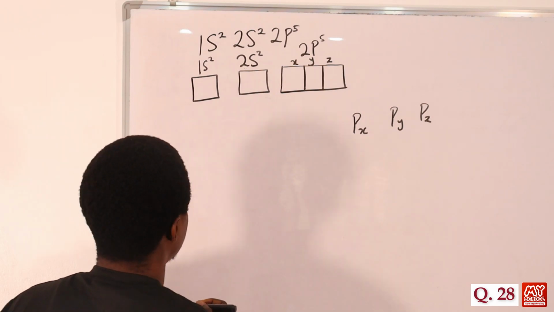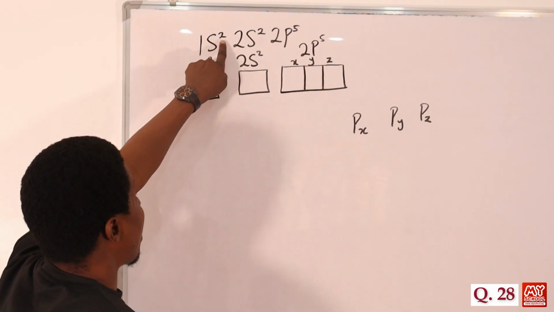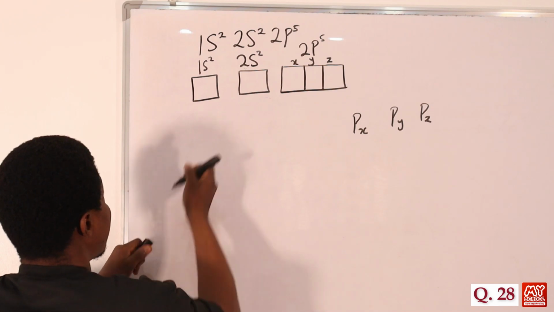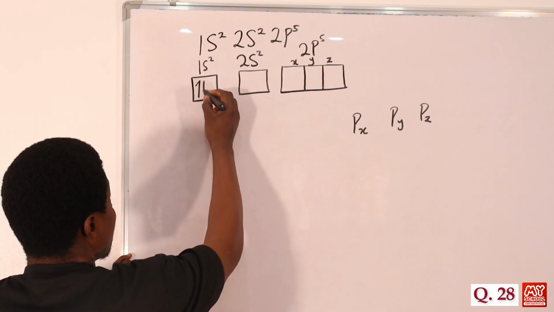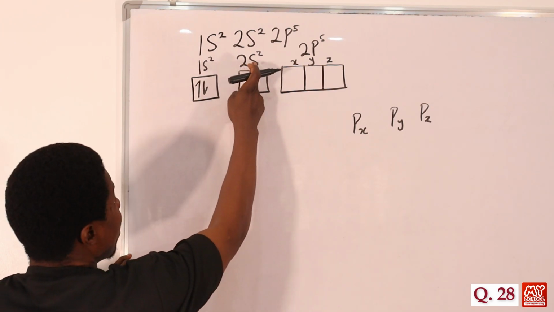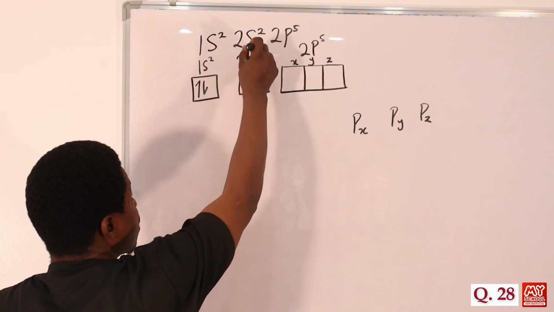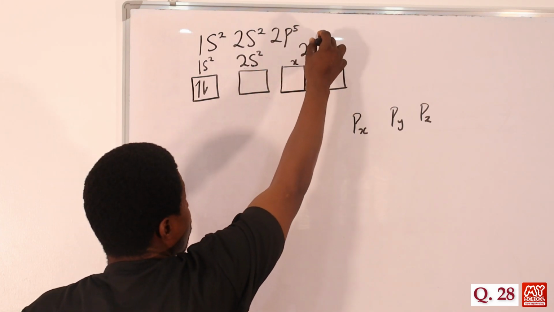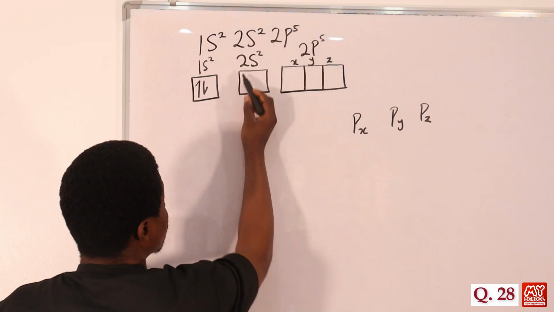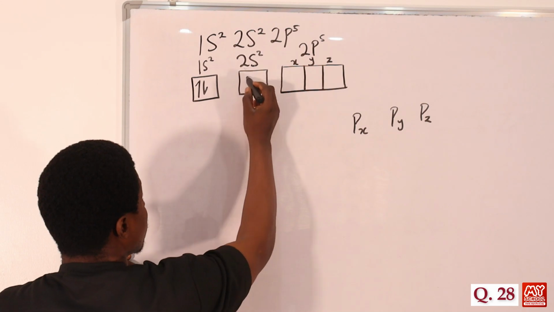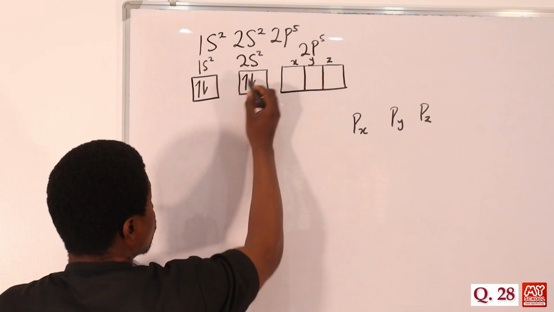So let's do it now. This is 1s2. The s orbital has a maximum of 2, so the 2 can stay here. 1s2, 1 and then 2. For this, we have 2s2. What we are drawing is actually the electrons. The superscript here is what represents the electrons. So 2s2 now, 2 is what we have here, so we have 1 and 2.